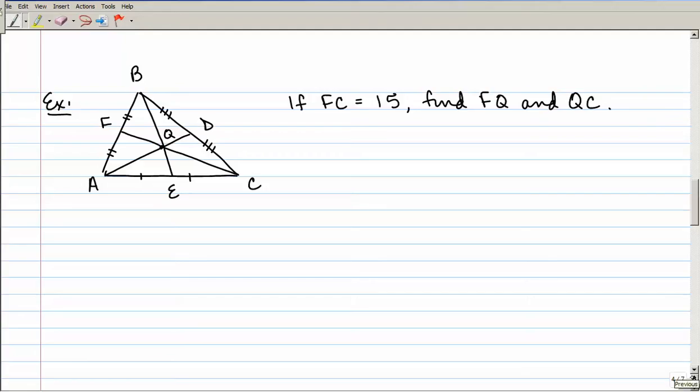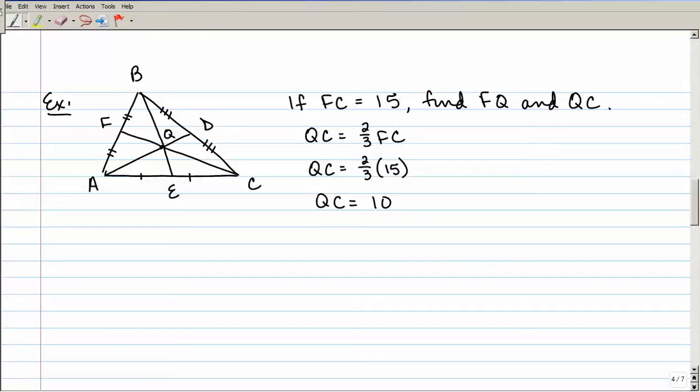Let's take a look at an example. So in this triangle we have 3 medians intersecting at the centroid, which is point Q, and we're told that FC is 15, so FC is a median, and we need to find FQ and QC. So QC is the longer segment, so QC is actually 2/3 of the length of the whole median, which is FC. So QC is 2/3 of 15, or the length of QC is 10 units.